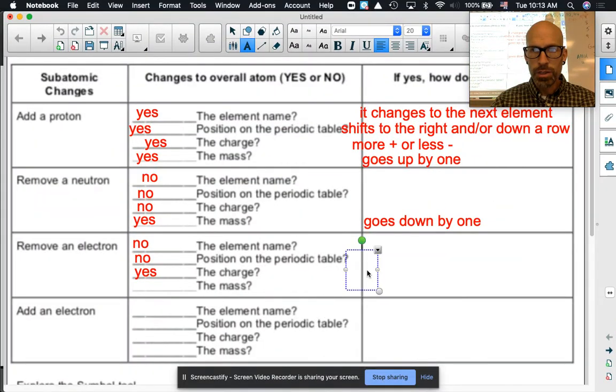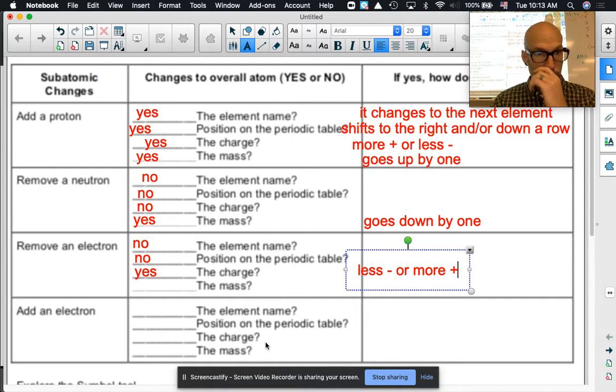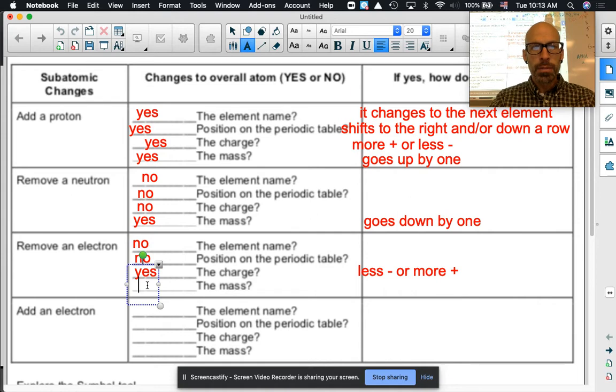The same thing we just said up above. So it becomes less, which is a minus sign, less or more. Okay. And does the mass change when you remove an electron? No. Again, you hopefully saw that in the previous section.